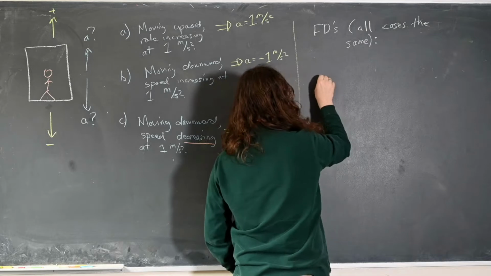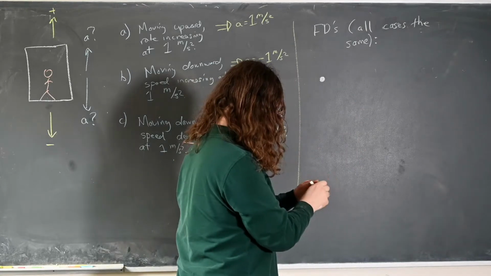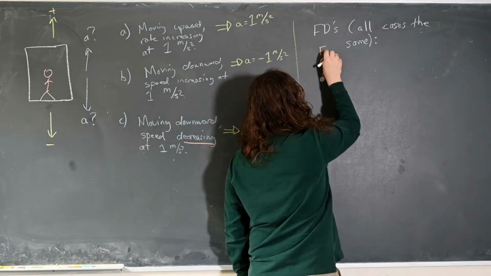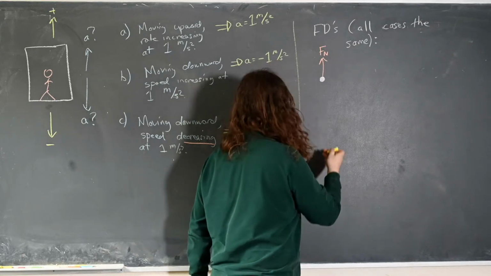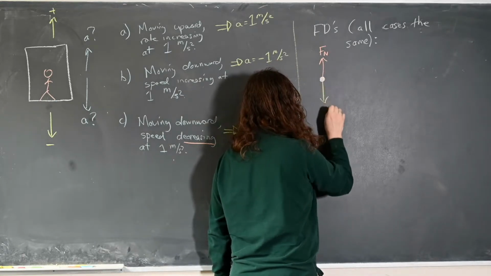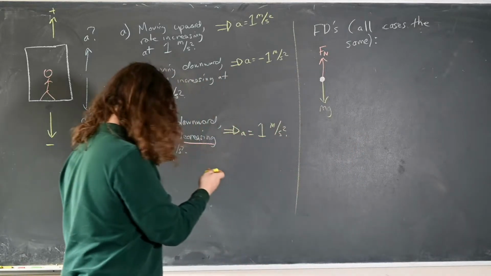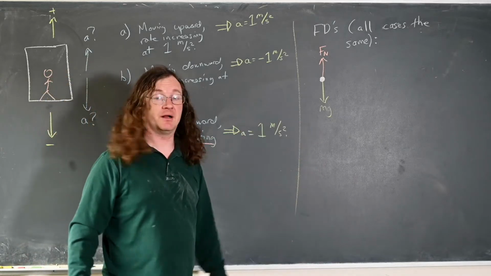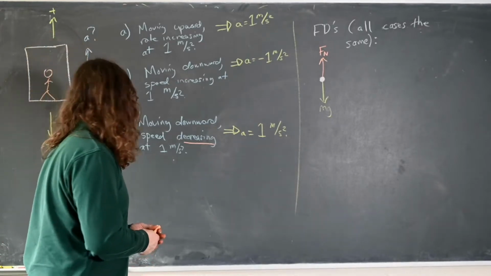We have a dot representing the person, the normal force from the floor pushes them up, and gravity pulls them down. I'm writing gravity with the symbol mg because I know that's how big it will be. I don't need any subscripts on any of these.